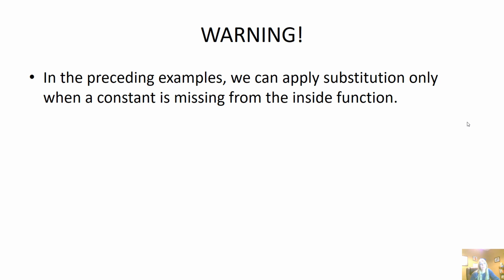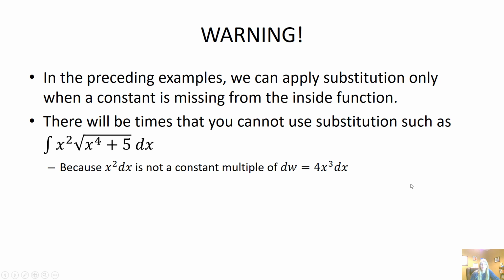Right, this last part is a big warning that in all of our previous examples, we could only substitute when a constant was missing. Remember, that's where we were dividing off values. And so there will be times you cannot use substitution. For example, I can look at this inside, and when I take the derivative, I get 4x cubed, but that's x squared. You cannot do anything with variables and exponents, okay? So in this case, in this class, we don't have any other options. We just would not be able to work a problem like this.